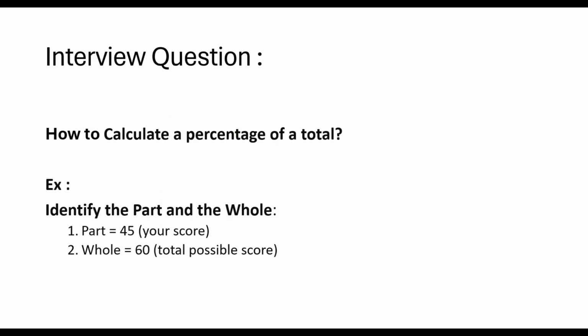And also we will see one of the important interview questions asked in Automation Anywhere interviews: how to calculate percentage of total. Very important question, multiple times it is asked. Example, if you are scoring 45 out of 60, what is exactly the percentage? Very important question. Please try to do it in your system and make sure you comment that answer on this video.